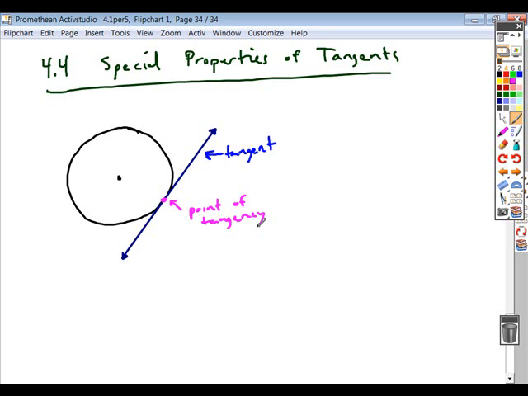And there are several relationships involving tangents that I want to review with you today. The first one is, in a circle, the radius and the tangent will always intersect at a right angle. So a radius and tangent will always intersect at a right angle. If I were to draw in this radius from my circle, it's guaranteed to give me a right angle.